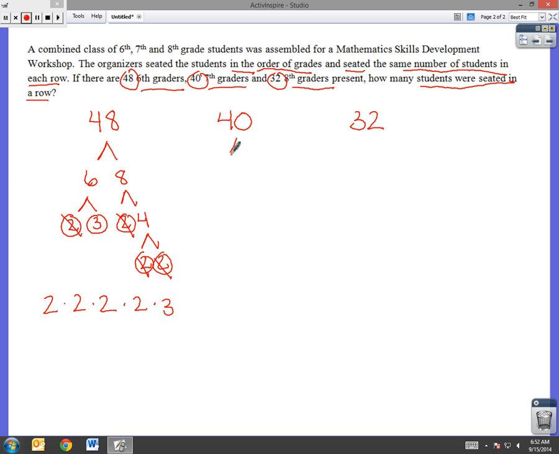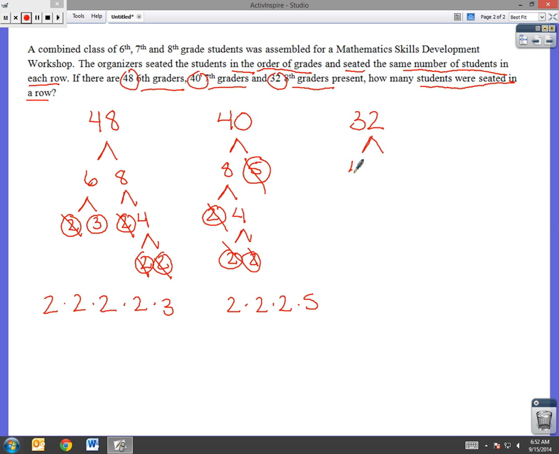Let's go to 40. What times what is 40? I'm going to go with 8 times 5. The reason is that 5 is a prime number, and I'll stop right there. Let's break up 8. That's 2 times 4. Let's break up 4, 2 times 2. Now I have three 2's and a 5. 2 times 2 is 4, times 2 is 8, times 5 is 40. We're good.